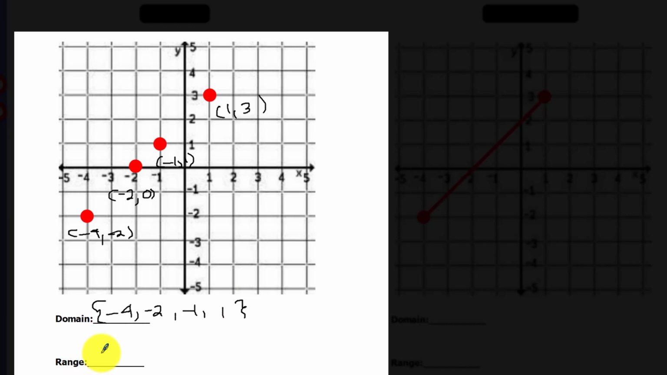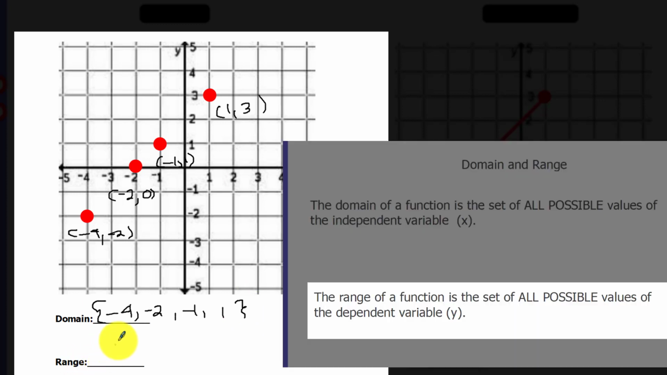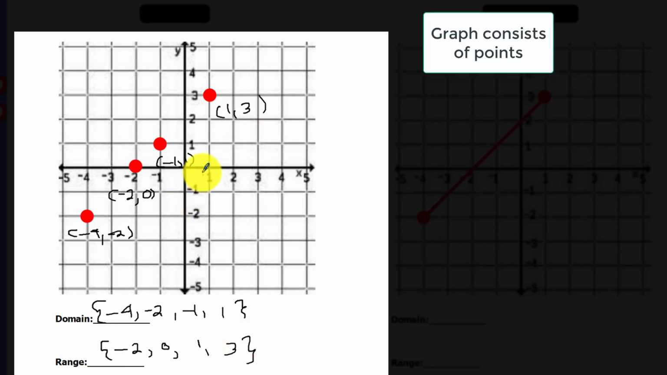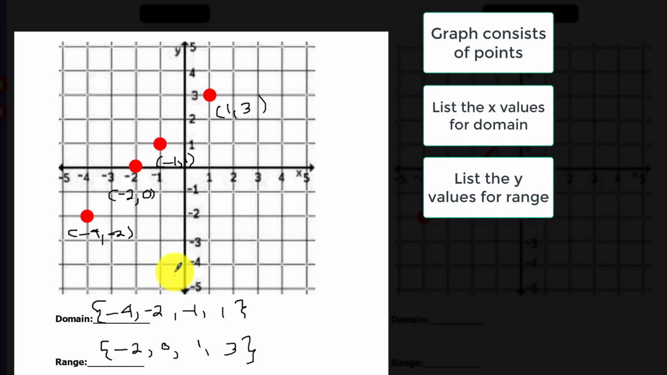Now for the range, it is a set of all possible values of the dependent variable. So we just have to write all the y values. I'll start with -2, 0, 1, and 3. So if we have a graph consisting of points, finding the domain and range is just a matter of listing what the x values and the y values are.